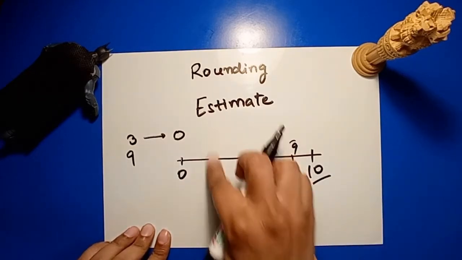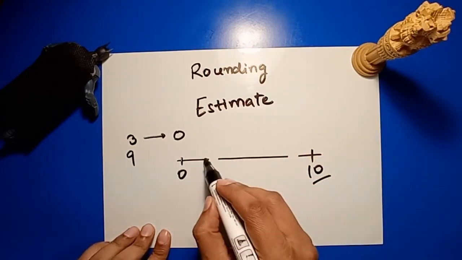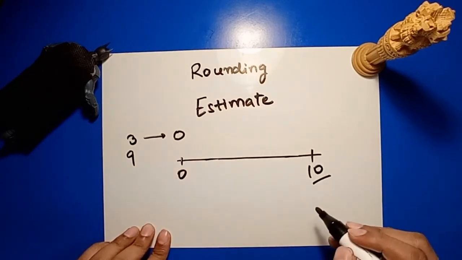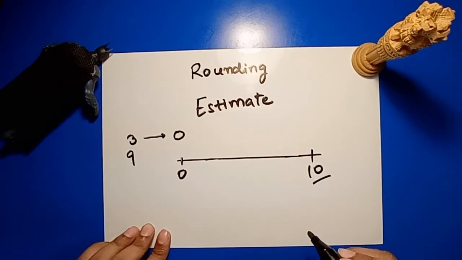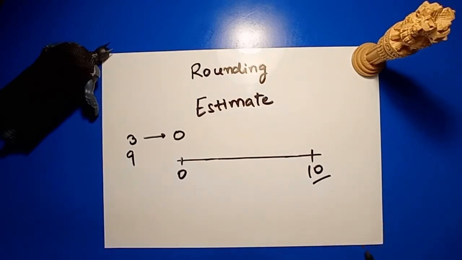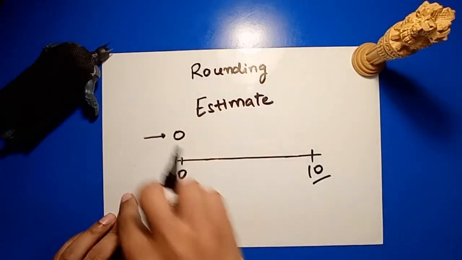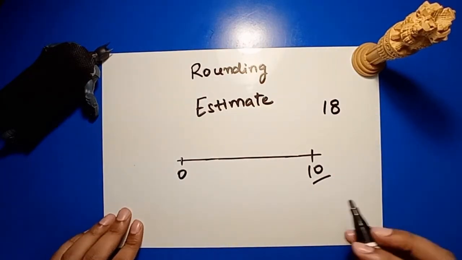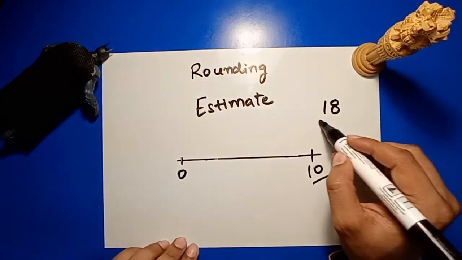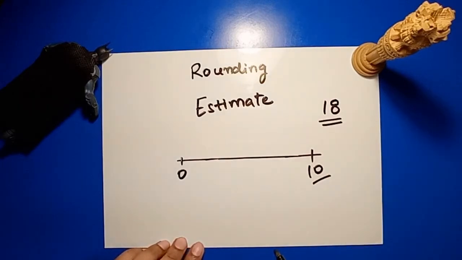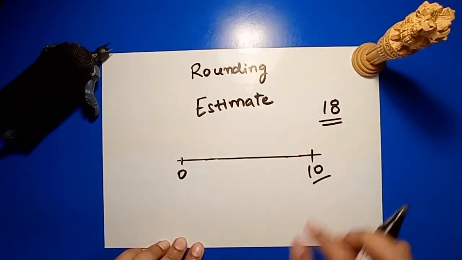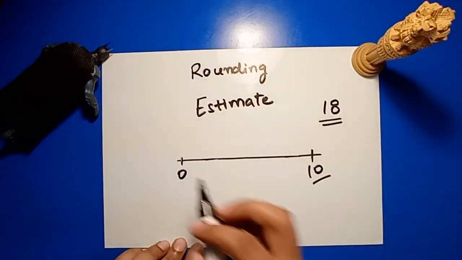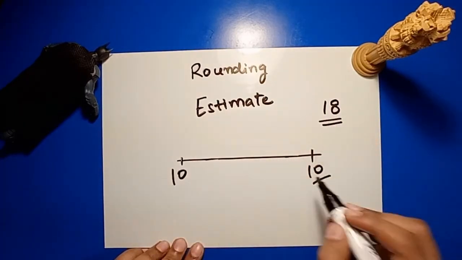Another way to approach it is you have your number and you have your problem: round to the nearest 10. Let's change the problem, let's just say it is 18. I want to round 18 to the nearest 10. So what are the two tens that are around 18? One is 10, another is 20.